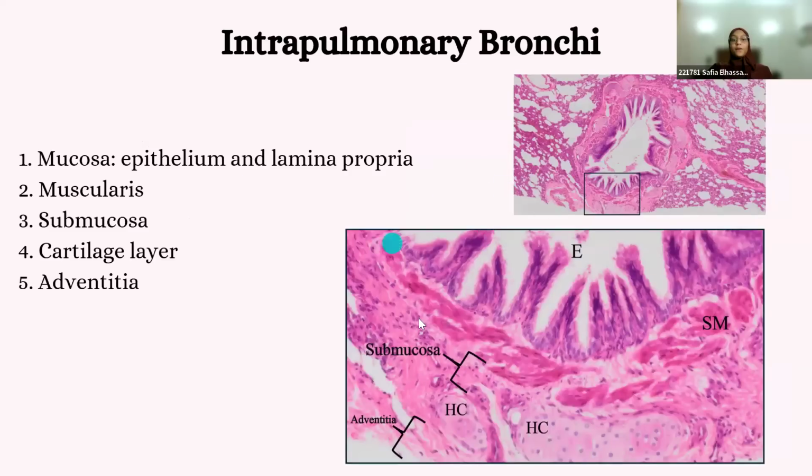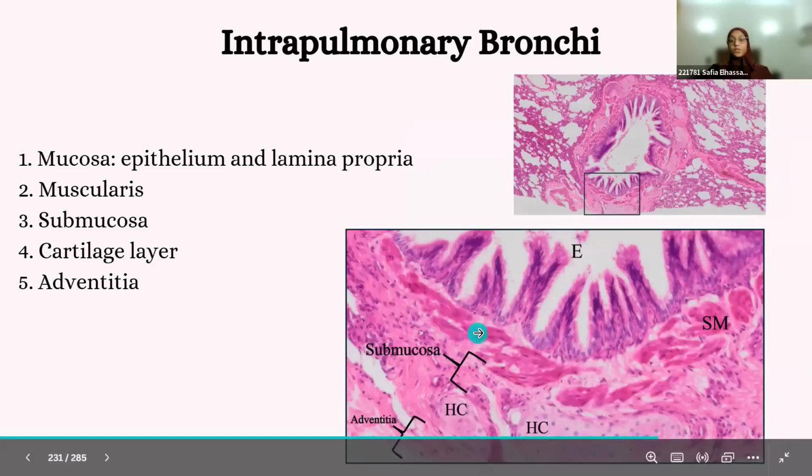And again, we would have a mucosa layer, which contains the epithelium. It would contain the lamina propria, which is the connective tissue, the muscularis layer, the submucosa, the cartilage layer, which are these plates instead of the ring that we saw in the trachea, and also the adventitia.